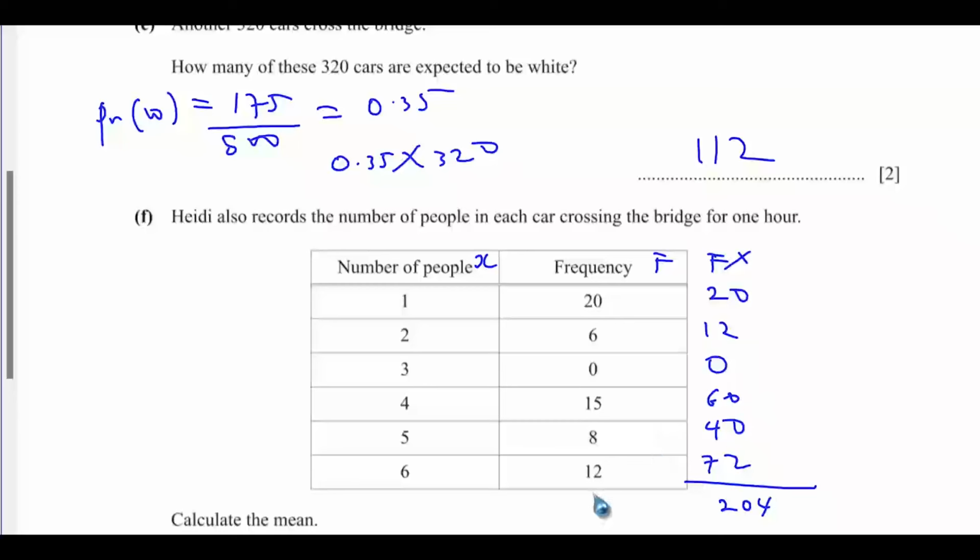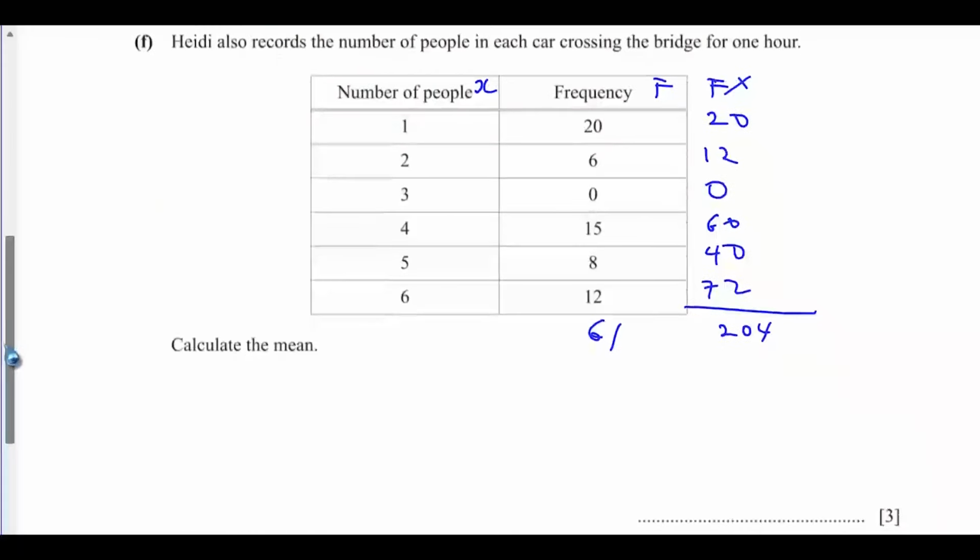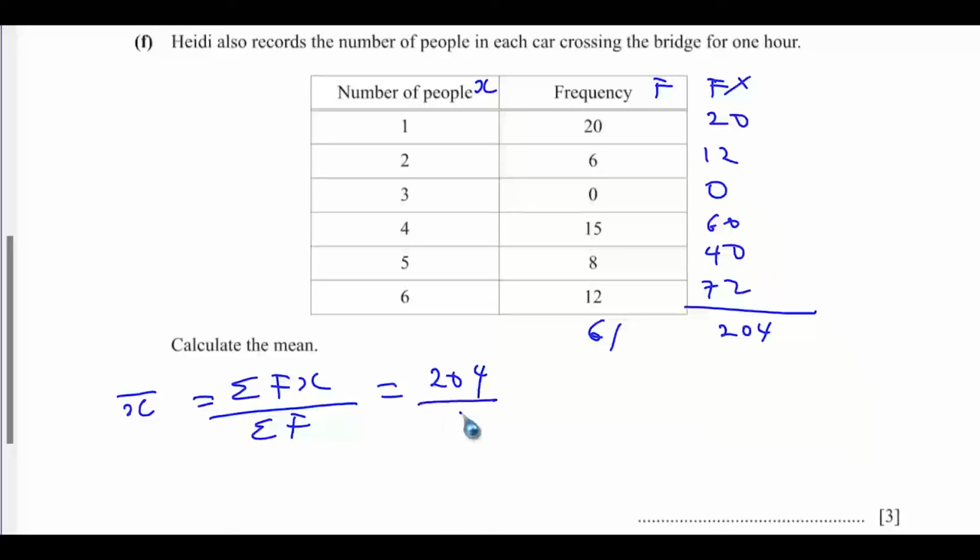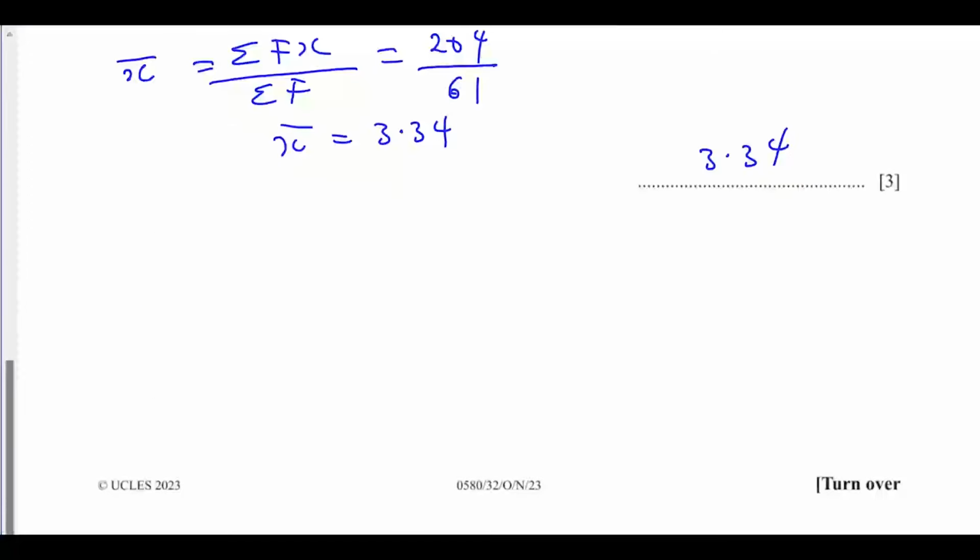So the total frequency will be, let's add this together. 20 add 6, add 15, add 8, add 12. So this should give you 61. Now we can easily get the mean. So the mean denoted by X bar equals the summation of FX over the summation of the frequency F. So this will be 204 divided by 61. And the mean will be equal to 3.34. So let's go to the next question.